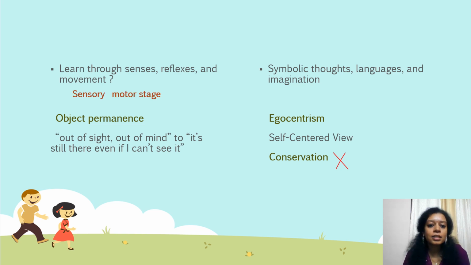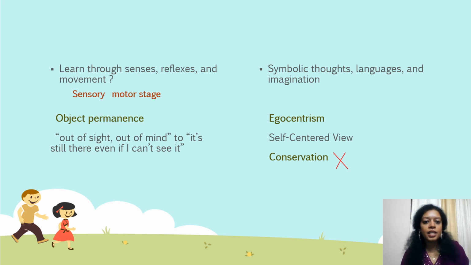Another characteristic feature of the sensory motor stage is object permanence. In the initial first 8 or 9 months of the sensory motor stage, if an object is hidden, the baby generally forgets about it or thinks it's gone. For example, if you hide a toy under a blanket, the baby won't try to look for it. So out of sight means out of mind.